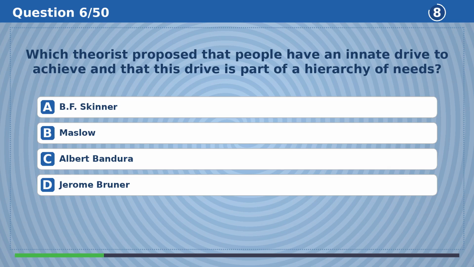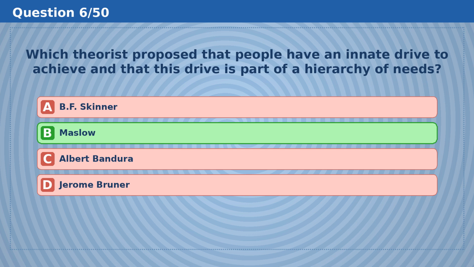Which theorist proposed that people have an innate drive to achieve and that this drive is part of a hierarchy of needs? The answer is B. Maslow.